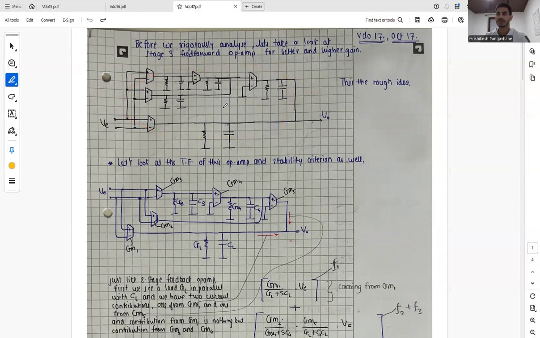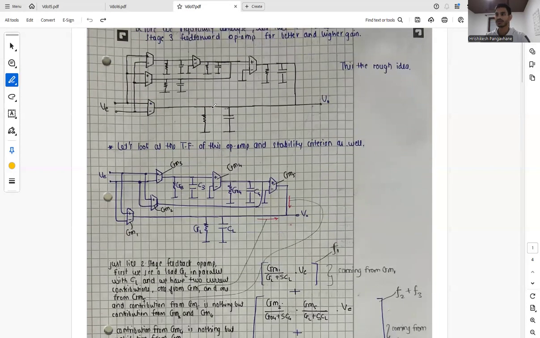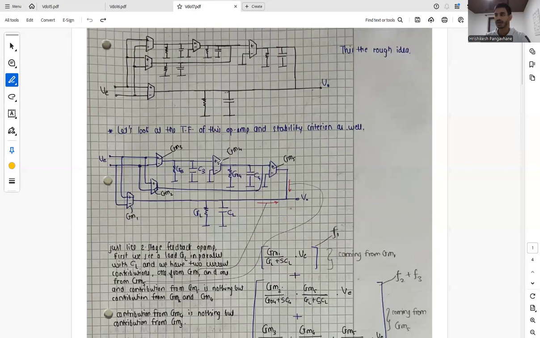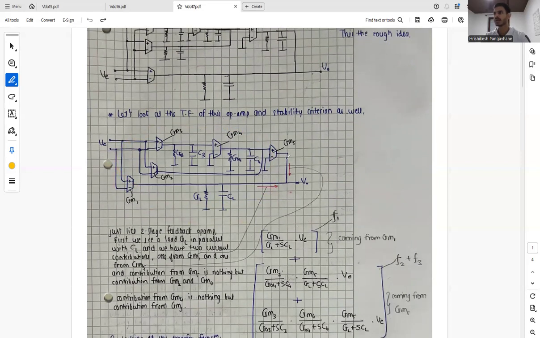So let's work towards it, and we have the integrator which pushes the current and which is basically of two stages. So in total, we have a three-stage feed forward op-amp, and let's look at the transfer function of this op-amp and the stability criteria as well. Let's name all the OTAs or transconductors as GMs, and this is how our circuit will look. It is pretty complicated, but while deriving a transfer function, we have two currents coming at the out node, just like the second stage feedforward op-amp.